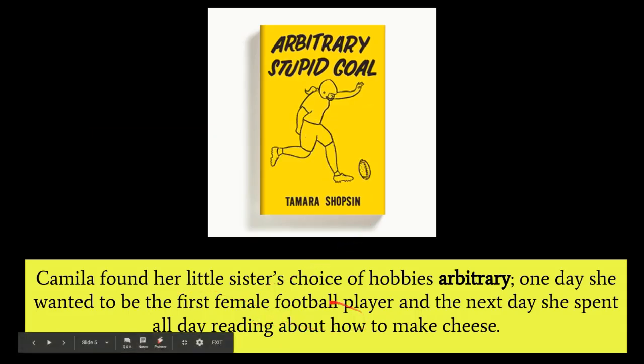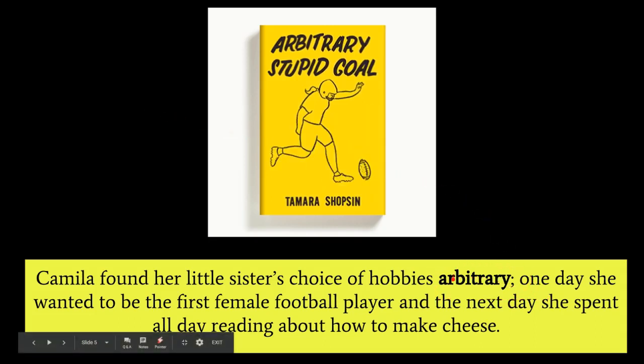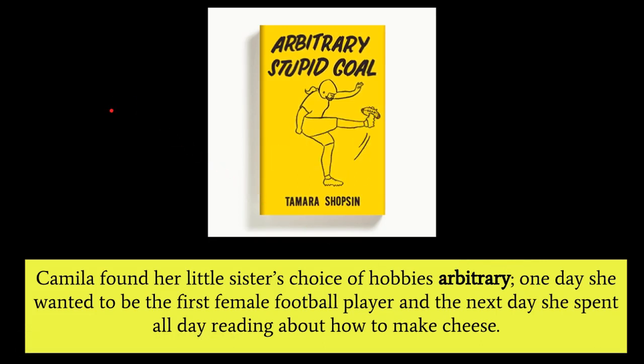Only her little sister knows why these two things interest her. To us, they seem completely different. And therefore, from the outsider's perspective, things seem arbitrary because it's an individual judgment, one that we cannot really understand. Alright, so on to the next word. Oh, and really quickly, if you're looking for the verb version of arbitrary, it is arbitrate. Alright, to arbitrate and then arbitrary. So the next word that we're looking at is austere.